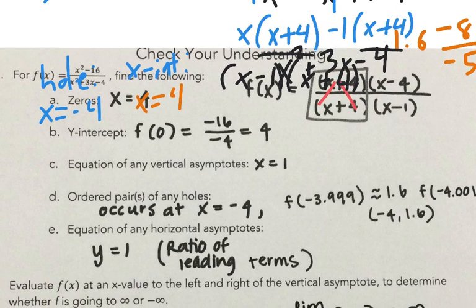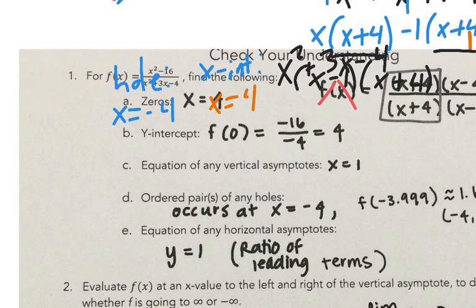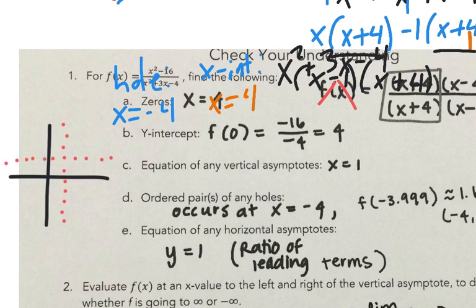To evaluate f of x at an x value to the left and right of the vertical asymptote to determine whether f is going to positive infinity or negative infinity. So what this means is we know we have a problem with the graph at x equals 1. So if you think about it graphically, here's my graph. If I go to where x equals 1, right here's a vertical asymptote, and I know my horizontal asymptote is at y equals 1.